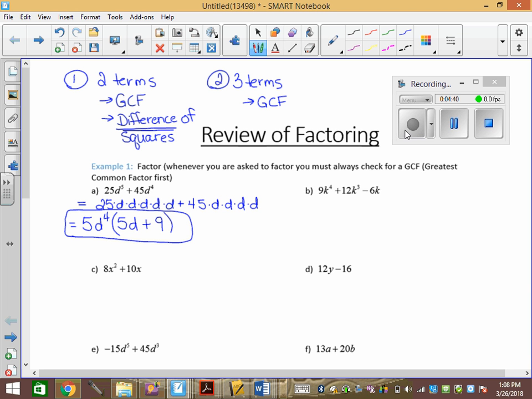B. What do I ask myself? And I can't. And that one's not a difference of squares anyways, because even after I take the GCF out, what's in between the 2 terms? A plus sign. Oh, wait.